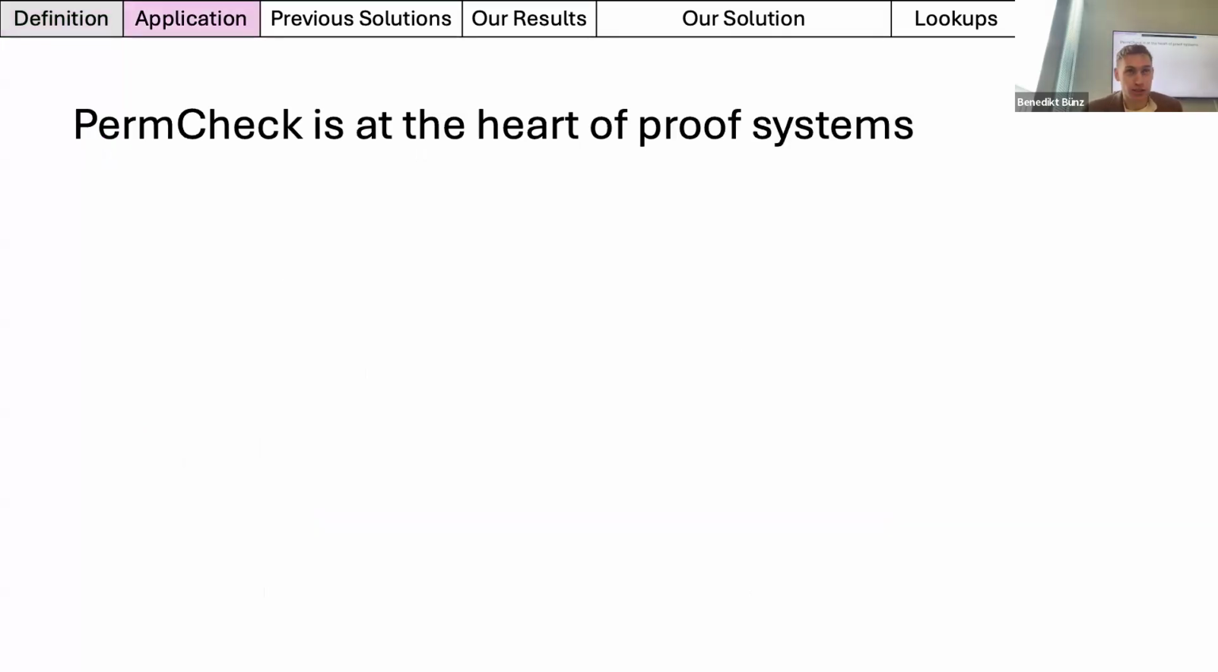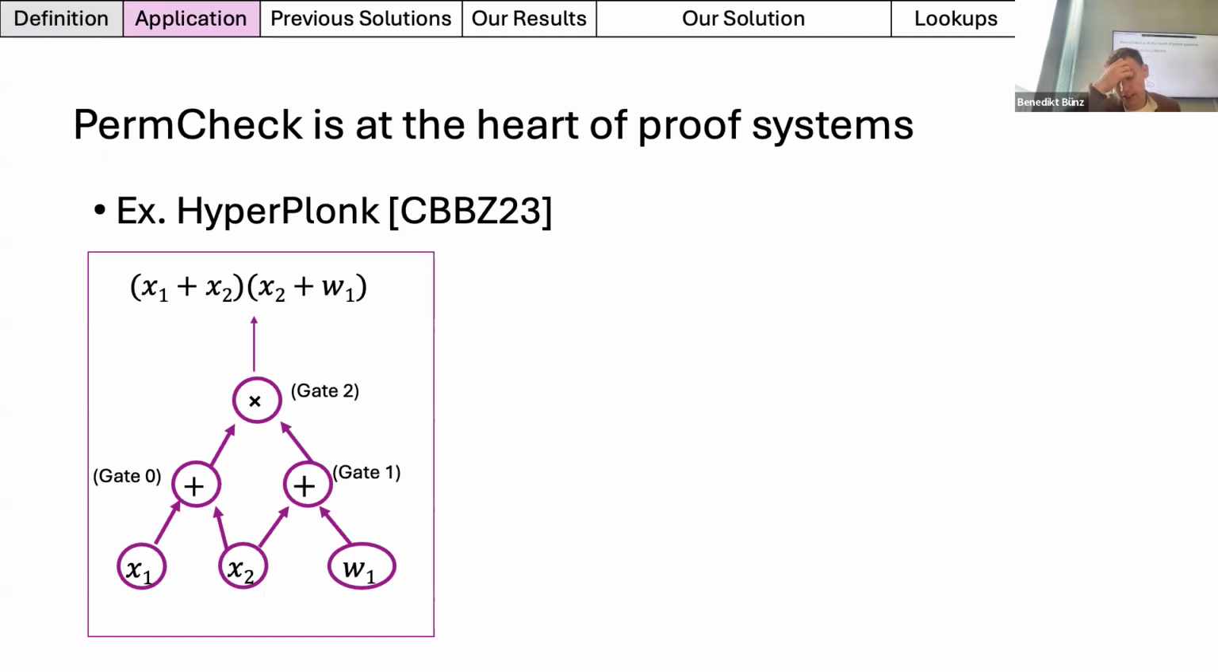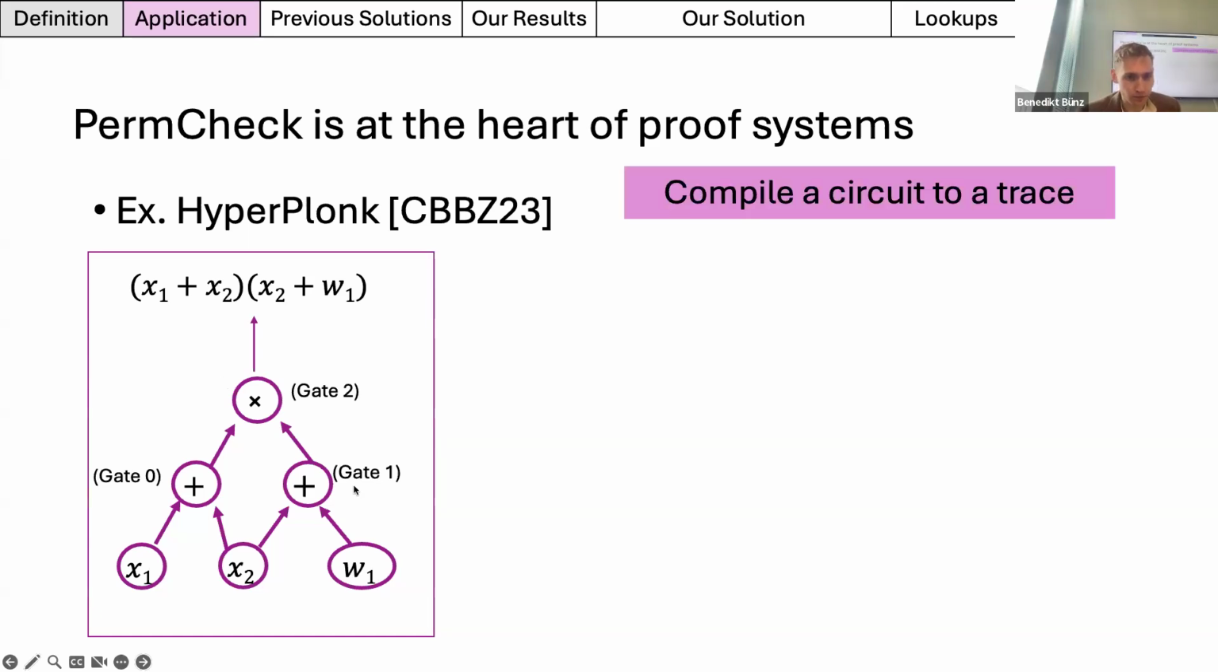So why do we care about permutation checks? It turns out they're at the heart of proof systems. As an example, we can look at something like HyperPlonk, where I generally encode my computation as a circuit, let's say as an arithmetic circuit. And I want to prove that this entire circuit is satisfied. So the prover wants to prove that given some public inputs x, it knows some private inputs w, such that the circuit evaluates to 0 or some fixed value.